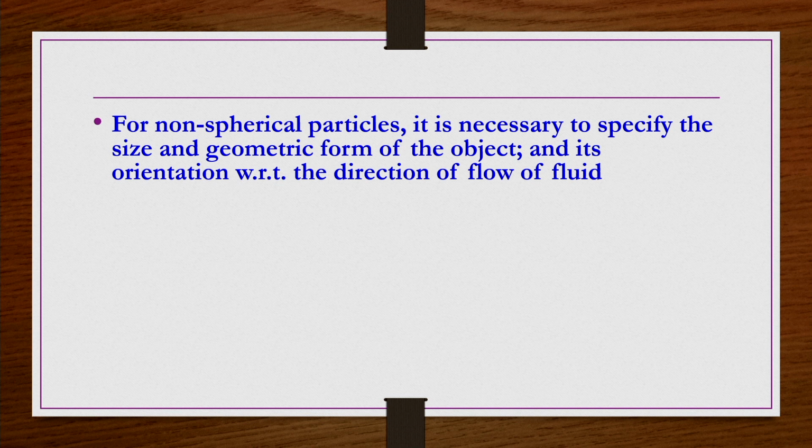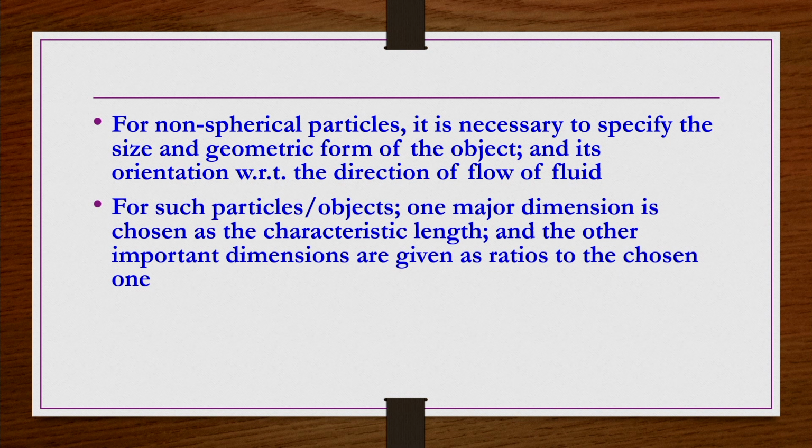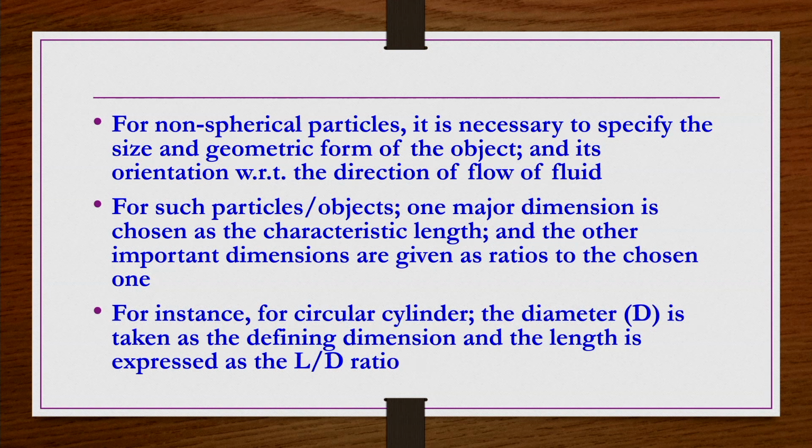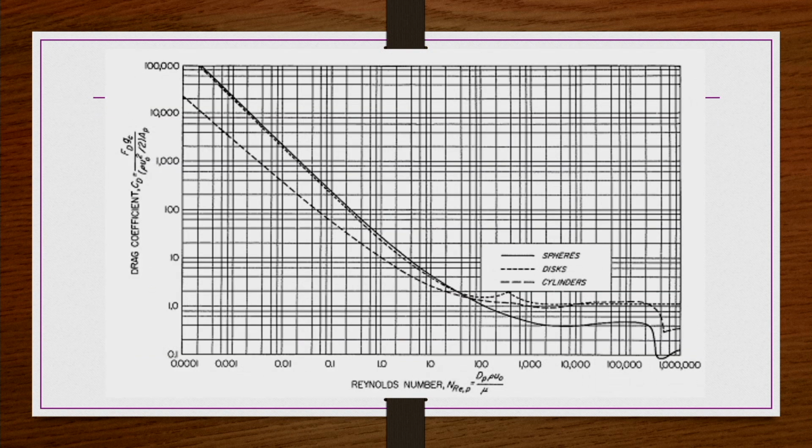For non-spherical particles, it is necessary to specify the size and geometric form of the object and its orientation with respect to the direction of fluid flow. For such objects, one major dimension is chosen as the characteristic length, and the other important dimensions are given as ratios to the chosen one. For instance, for a circular cylinder, the diameter is taken as the defining dimension and the length is expressed as the L by D ratio. These are the general conventions.